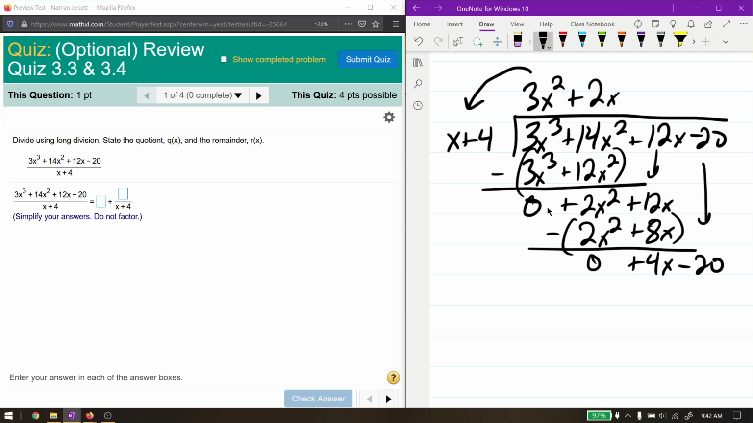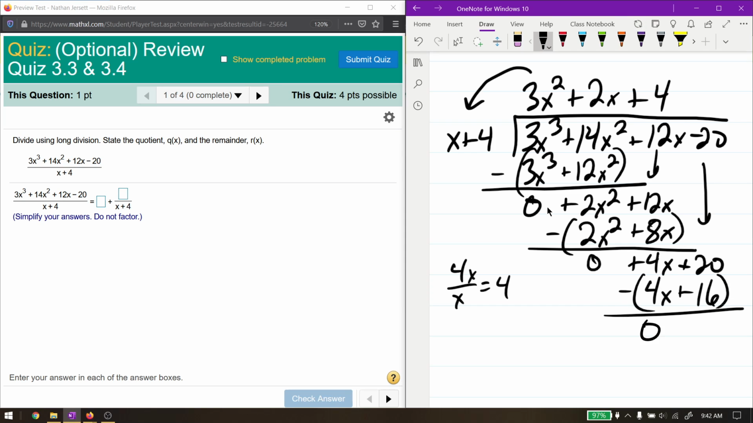Bring in the last term in the polynomial, and once again, divide. 4x divided by x is just 4. Distribute the 4 into the x plus 4. That's going to give us 4x. 4 times x is 4x. 4 times 4 is 16. We're going to subtract. We get 0, which is what we expected, and 20 minus 16 is 4.